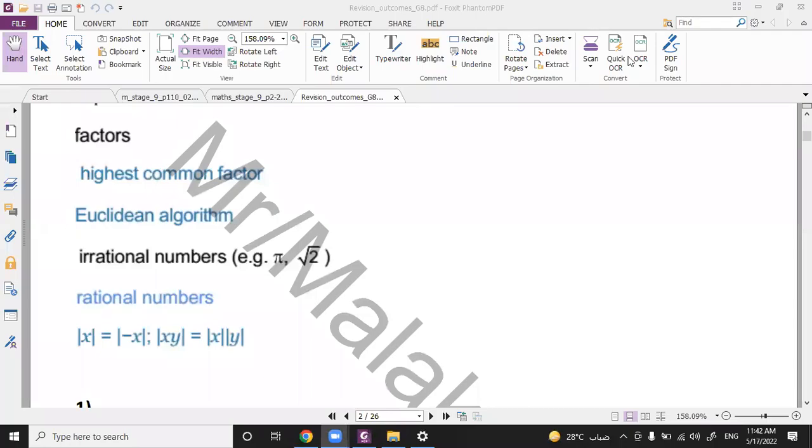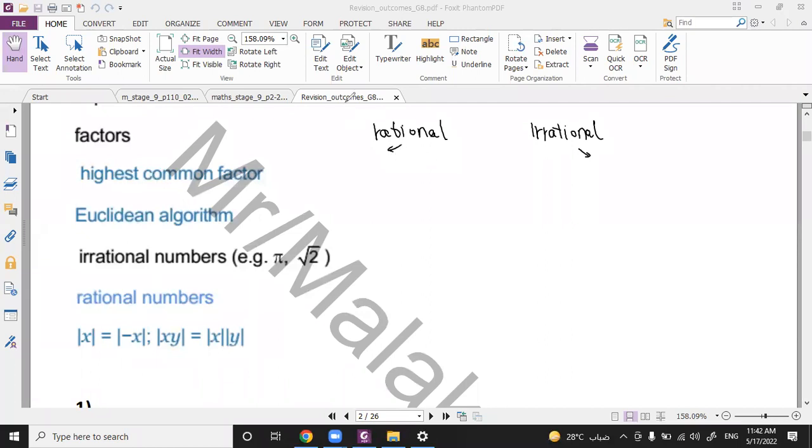What is the difference between rational and irrational numbers? And give me some examples. Chat. Shahad, what is the difference between rational and irrational?